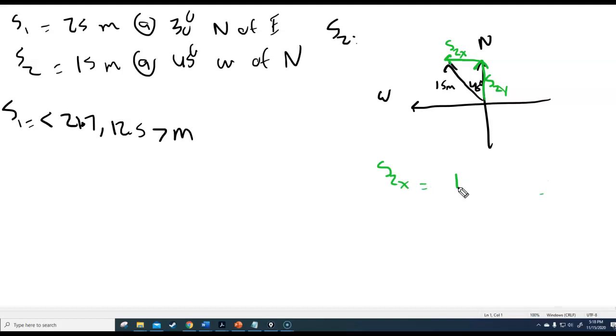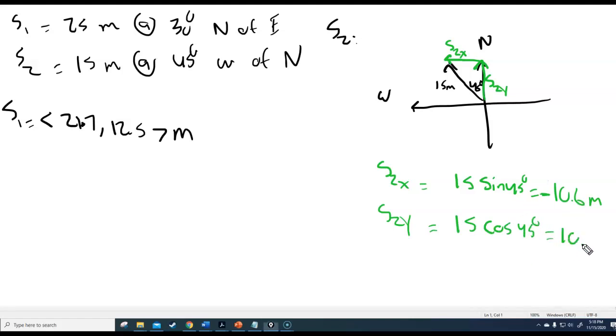S2x would be 15 times sine 45 degrees. You'd be using sine because the x component is opposite to this 45-degree angle. And because it's pointing to the west, there would also be a negative sign out there. So 15 times sine 45 would be 10.6, and so that would be negative 10.6 meters. And S2y would be 15 cosine 45 degrees, which coincidentally comes out to be the exact same value, 10.6 meters. It comes out to be the same value because sine of 45 and cosine of 45 are the same number.